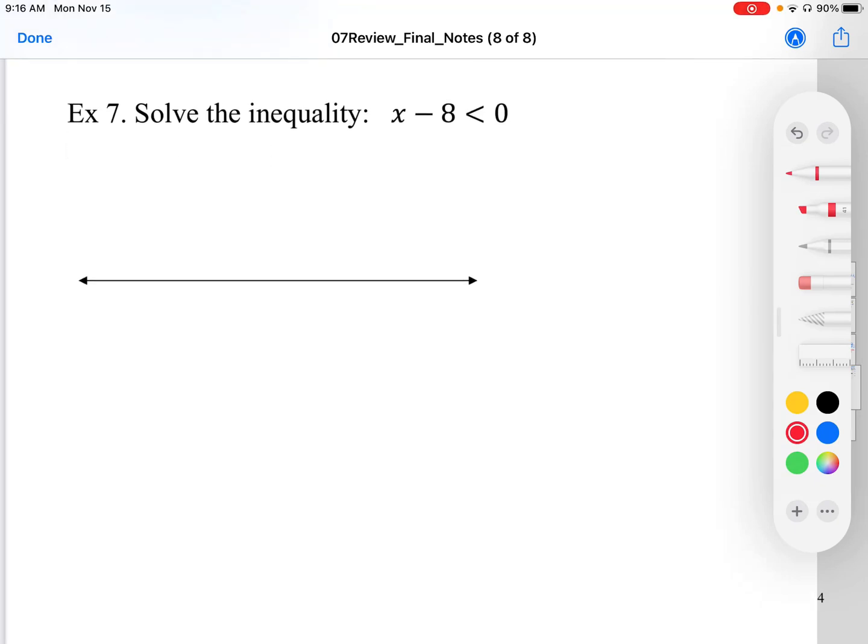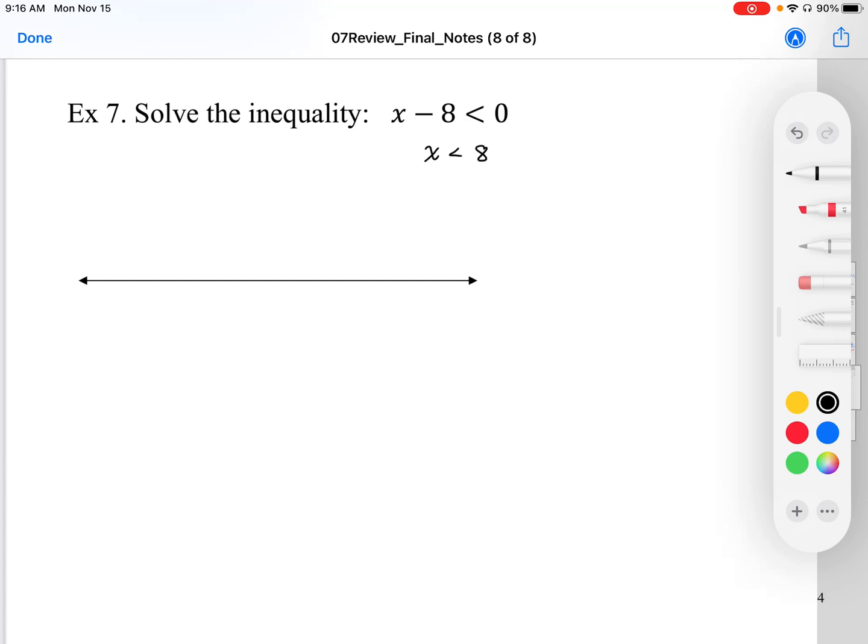To solve the inequality, we really just need to rearrange this equation for x. So we're going to add 8 to both sides, and we're going to end up with x is less than 8. Now, we do have to worry about flipping the sign. The only time we flip the sign is when we either multiply or divide by a negative. So if there's a negative coefficient on the x, that's when we have to worry about that.